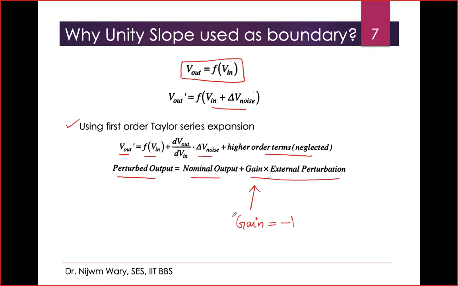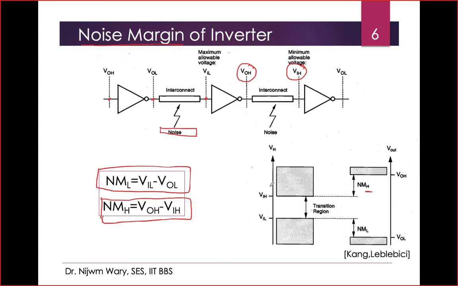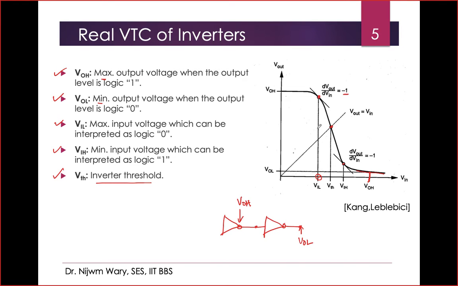However, if my gain is more than -1 or less than -1, like -2 or -3, then the effect of the noise on the final output will be much higher. Especially whenever it is in this region, the effect of the noise will be much higher. But wherever it is in this region, when the magnitude of the slope is less than 1, less than unity, then the effect of the noise will be much smaller.